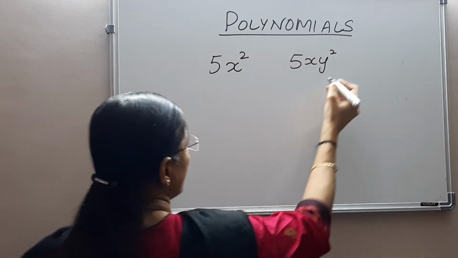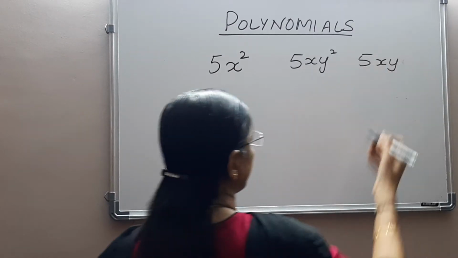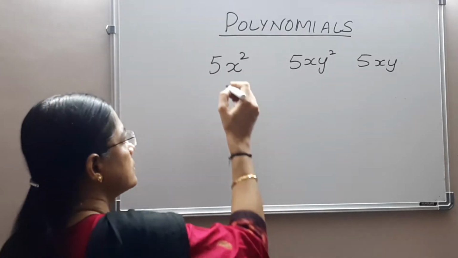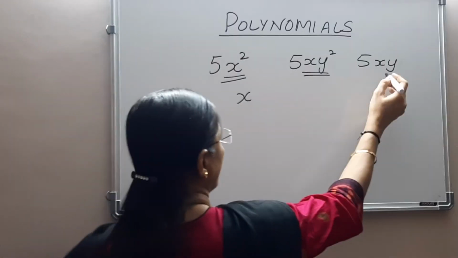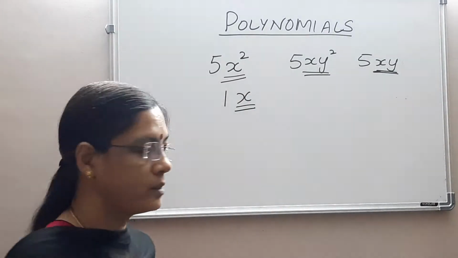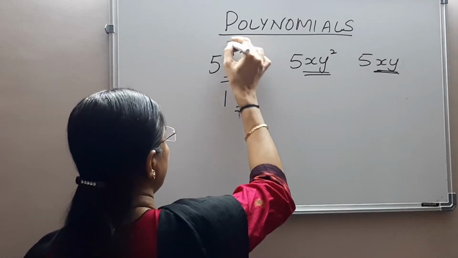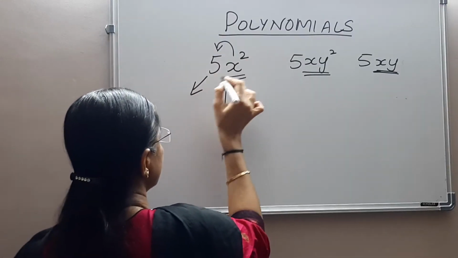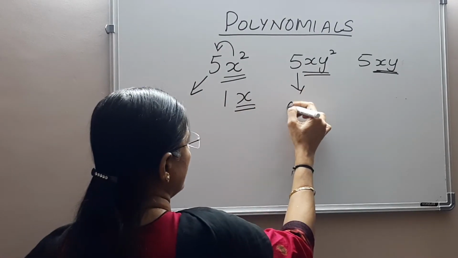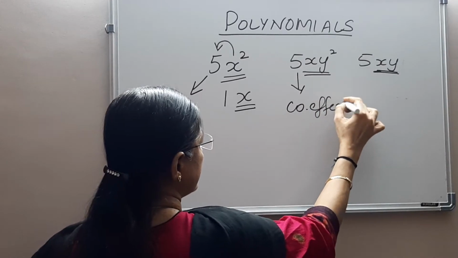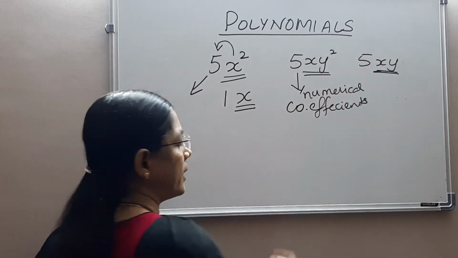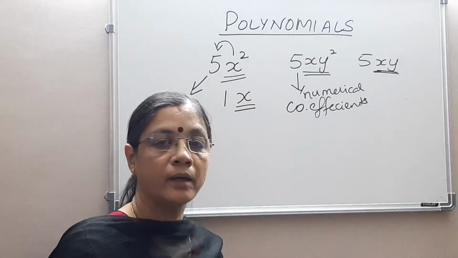The other concept which I need to tell you is if I write 5x squared or 5xy squared or something like 5xy, or just x, we see variables are there along with constants. Now here there is no constant, but we take it as 1 here, isn't it? So these are variables accompanied by some constant. What is this constant called which accompanies the variable? These constants are called coefficients. And since they are numbers, they are called numerical coefficients.